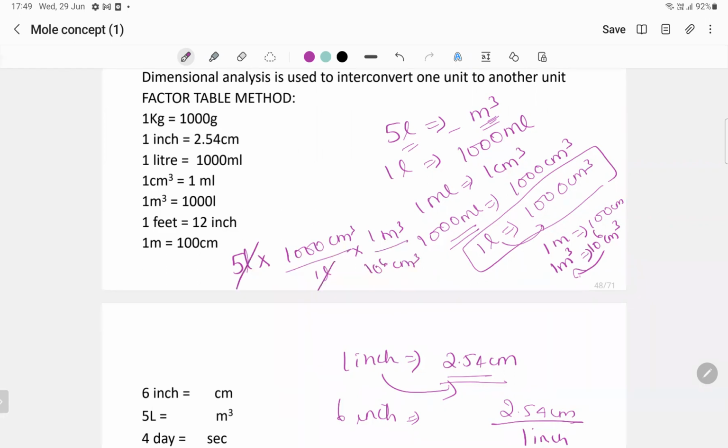Liter will be getting cancelled. Centimeter cube will be getting cancelled. So here 5 into 1000 meter cube divided by 10 to the power 6. 6 zeros will be there, here 3 zeros, here 3 zeros. So 5 into 10 to the power minus 3 meter cube will be your answer. Clear? Clear, ma'am.